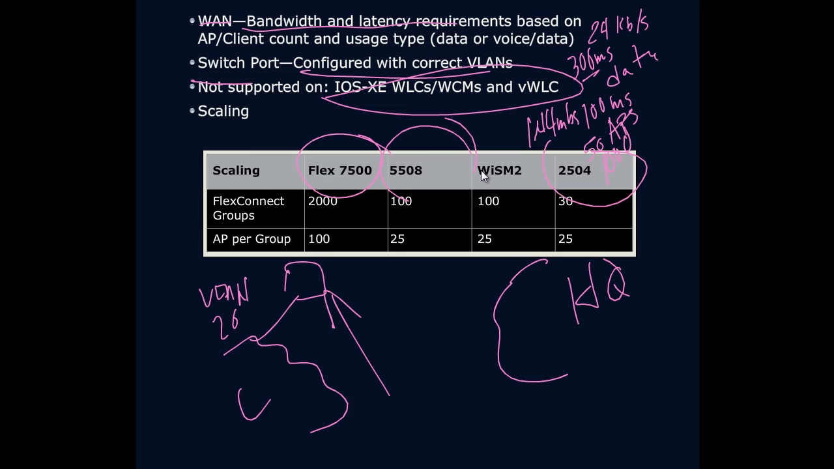APs per group, again, scales. We can have up to 25 in the 2504s. That doesn't change when we use WiSM or the 5508. The FlexConnect 7500, however, this is the big boy, allows us to do 100 per group with 2,000 groups. That's 200,000 different APs. It's a lot of APs if we do the multiplication, all right? So that's a very large environment. 5508, we have 25, WiSM 2, 25.